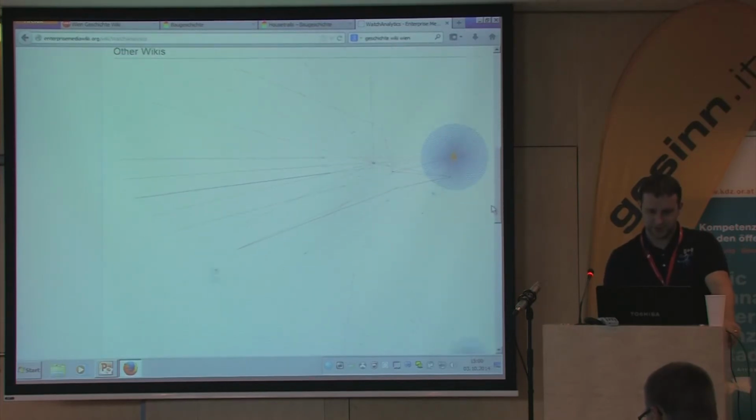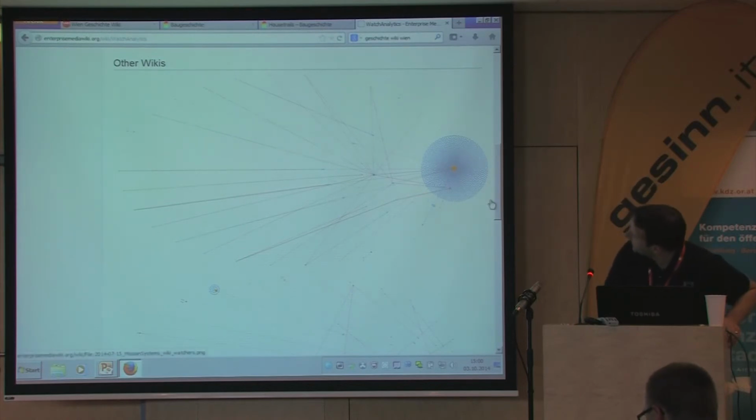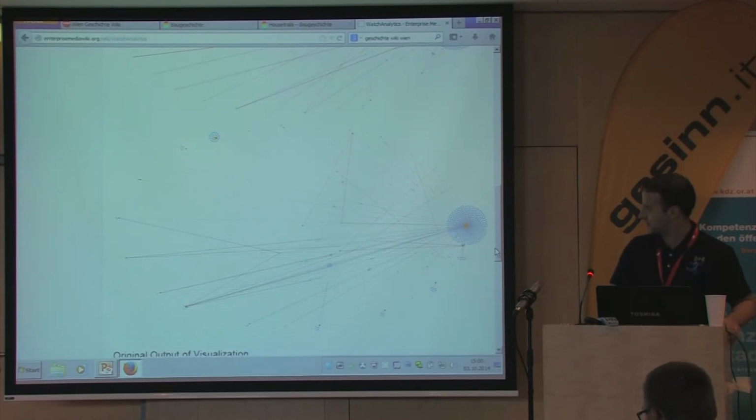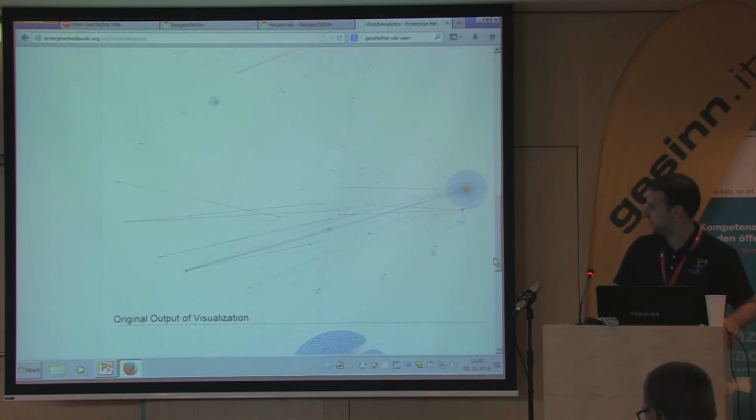I have to show you a couple others here. These are two other wikis that I have the data on. You can see this one is, can't see it very well, but this one is very centric to one person. As is this one, though a little less so. My guess is a lot of wikis are probably that way.